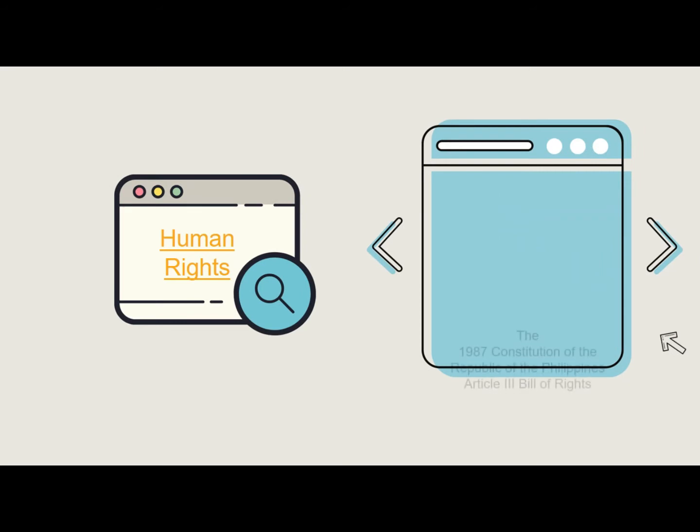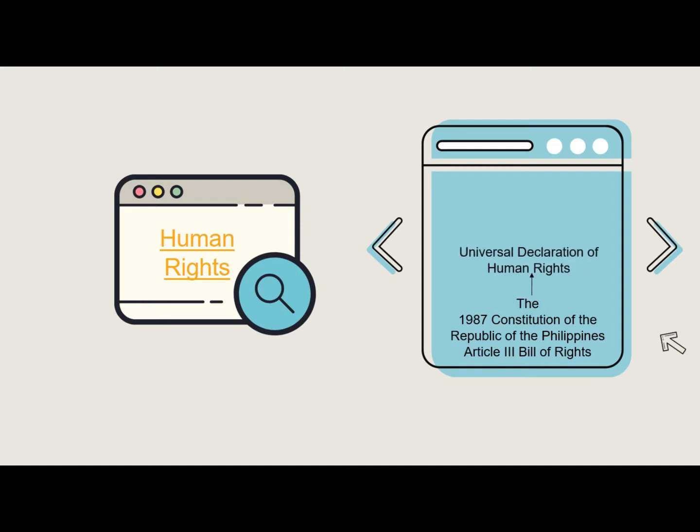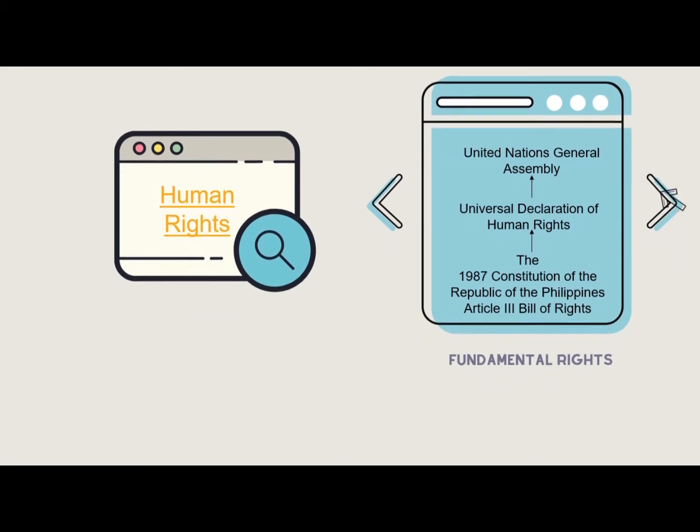The 1987 Constitution of the Republic of the Philippines, Article 3, Bill of Rights, was adhered from the Universal Declaration of Human Rights, proclaimed by the United Nations General Assembly. The bill declares fundamental rights in order to safeguard an individual from violations by the government as well as from groups and individuals.